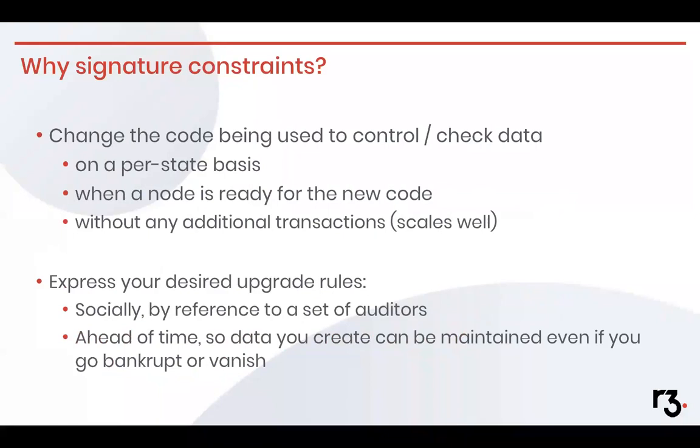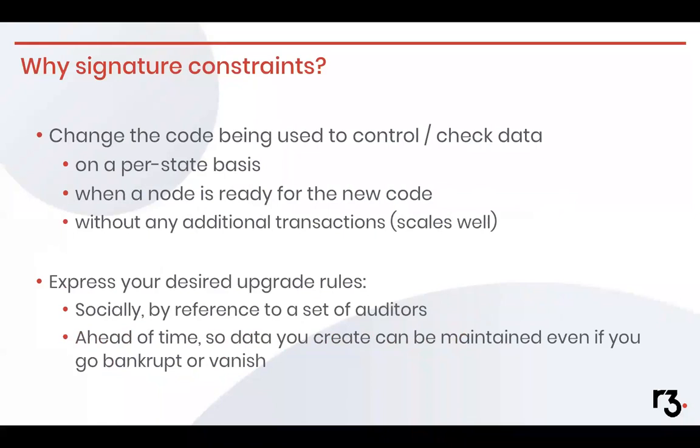So the idea is you can change the smart contract logic that governs a bit of data on a per state basis, and only when a node is ready for the new code. There's no global synchronization like there is in something like Fabric. And you don't need any additional upgrade transactions. And that's useful because if you did, then you might get into a situation where, for example, you have 1,000 transactions per second of capacity, and at peak times you're doing 950, and therefore the upgrade process would actually never really be able to complete, because maybe people are creating new states on the old version faster than you can actually upgrade them given your capacity limits.